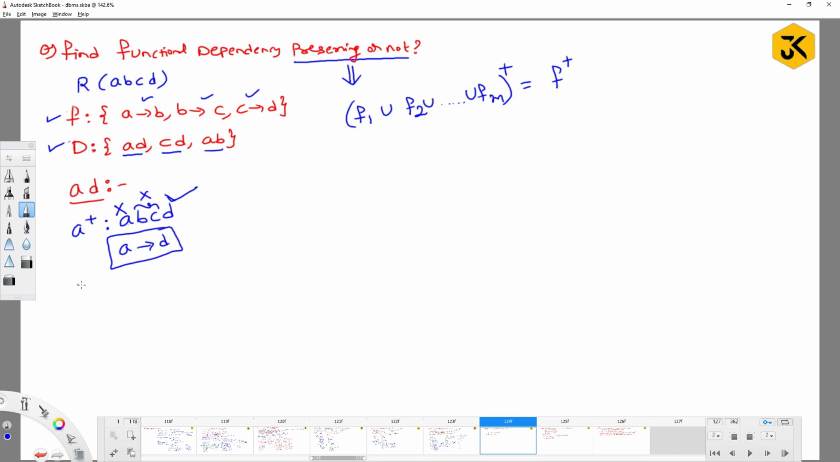that is A determines D. Similarly, find D closure. You are going to get D. From D, are you going to get anything? No. So no FD is possible with respect to D. Similarly, if you find AD closure, you are going to get trivial ones along with maybe some other things that are not in our relation.